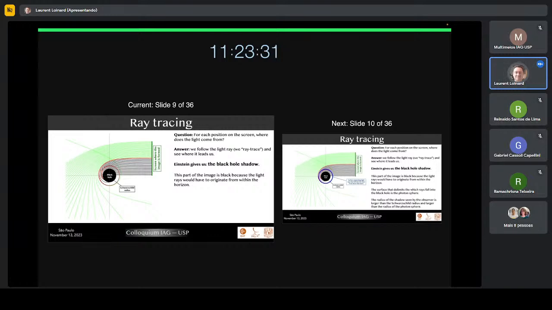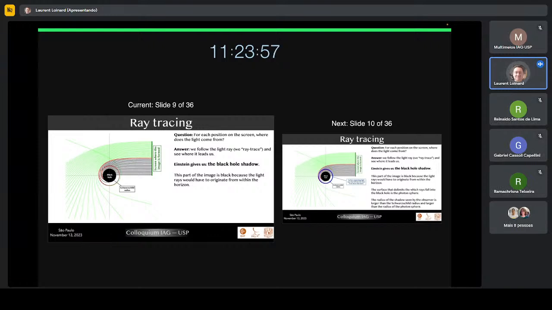And you ask yourself, so what am I going to see on my screen? To answer that question, you take every pixel on your screen and ask where the light rays that enter that pixel are coming from. This is called ray tracing, because you follow the light ray the other way around. You follow it from the screen to its origin rather than from its origin to the screen.